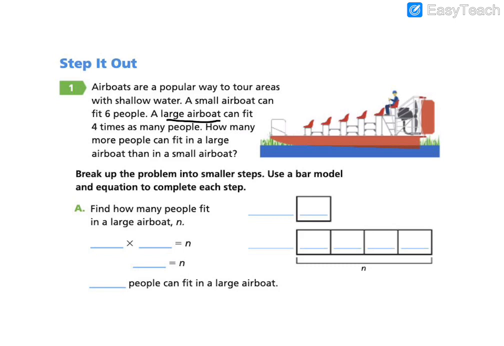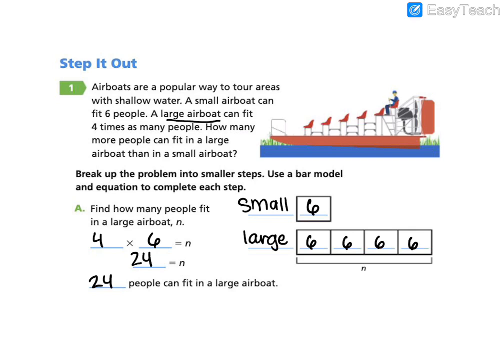airboat without knowing how many total fit in the large airboat to begin with. Okay, so we have a bar model already set up for us over here. We have a small airboat and a large airboat. All right, we know from reading the problem a small airboat can fit 6 people. A large airboat can fit 4 times as many as those 6 people. So we know it's 4 times as many as that 6 can fit in the large airboat. So in total, a large airboat can hold 24 people.